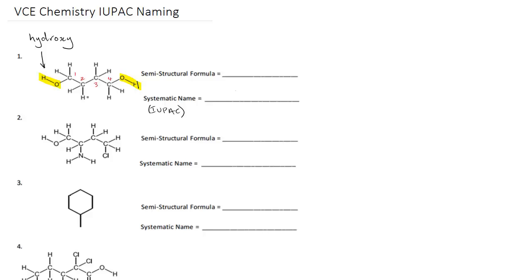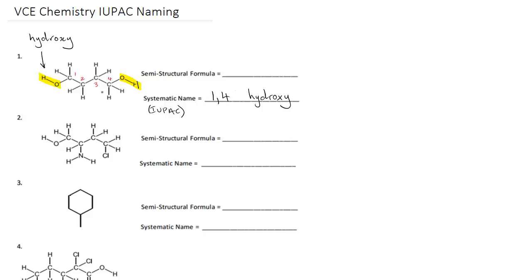You always want to assign the lowest carbon number to the functional group, but in this case it isn't possible because you have one hydroxy functional group on one side of the molecule and another on the other side. So the systematic name would be 1, 4, because we have hydroxy on the first and the fourth carbon, and then we have to mention that we've got hydroxy.